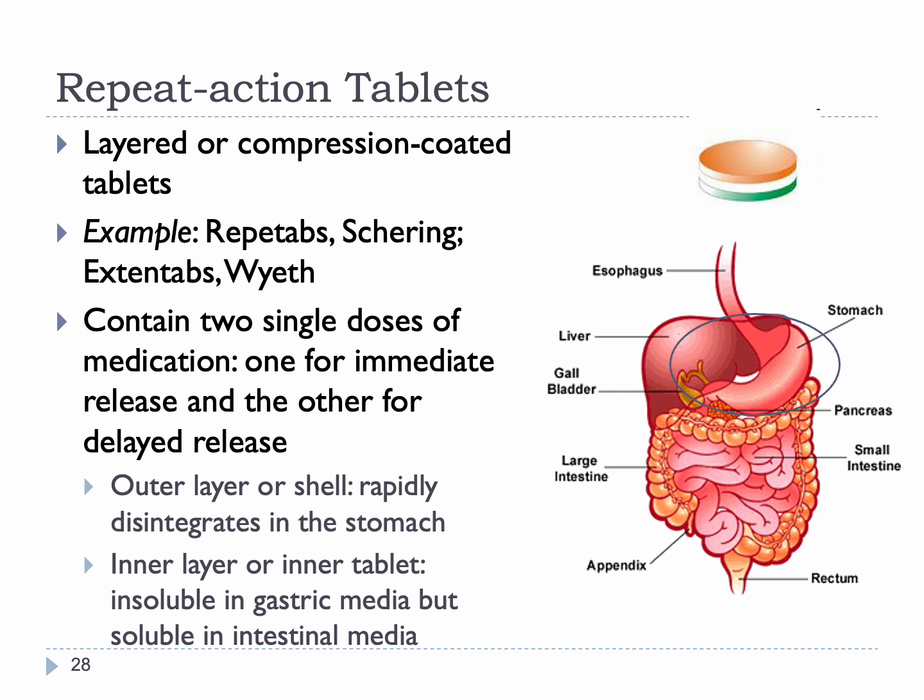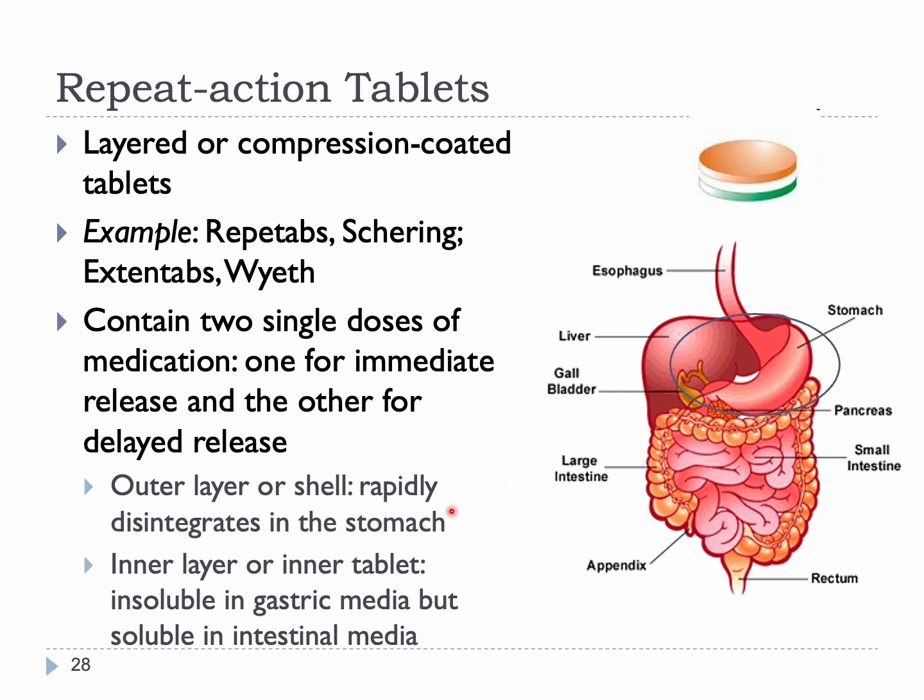Another advanced technology to make tablets is to make repeat action tablets. These kinds of tablets are layer or compression coated tablets. They usually contain two single doses of medication, one dose for immediate release and the other for delayed release. This kind of repeat action tablet has two layers.